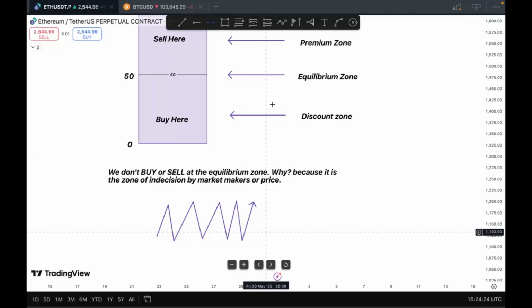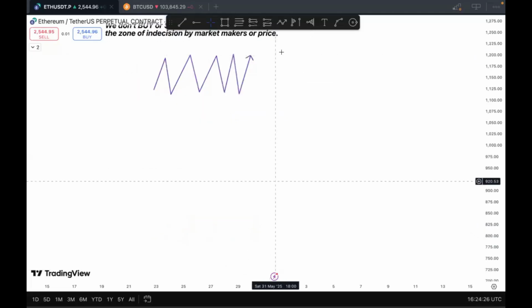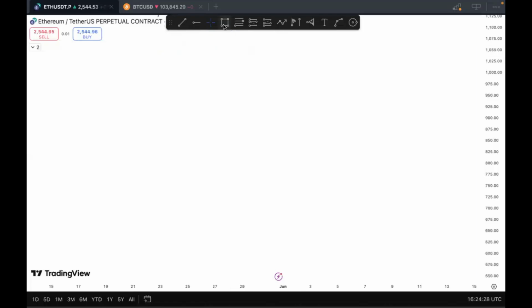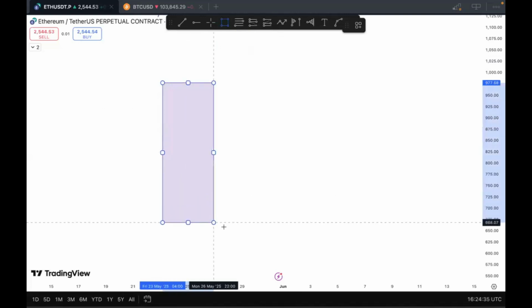So let's move on. Using the Fibonacci retracement tool, I'm still going to draw this box before we start using the Fibonacci retracement tool.